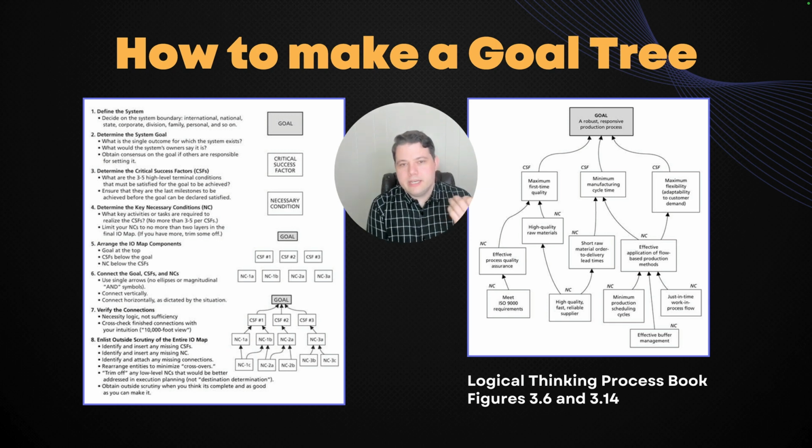Well, you can see these are just from the Logical Thinking Process book in Chapter 3. I highly recommend that if you'd like to get into the nitty-gritty here. You see here the steps Dettmer recommends, right? 1, define the system. What is in the system? What is outside of it? What is the single outcome we want to achieve? And you'd be surprised how often this has not been defined.